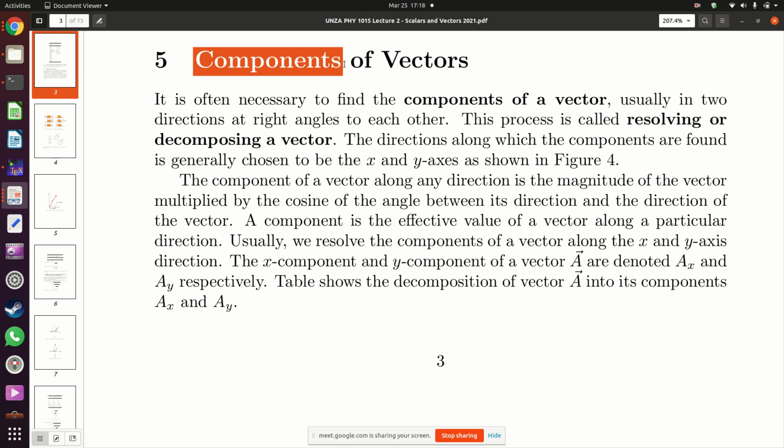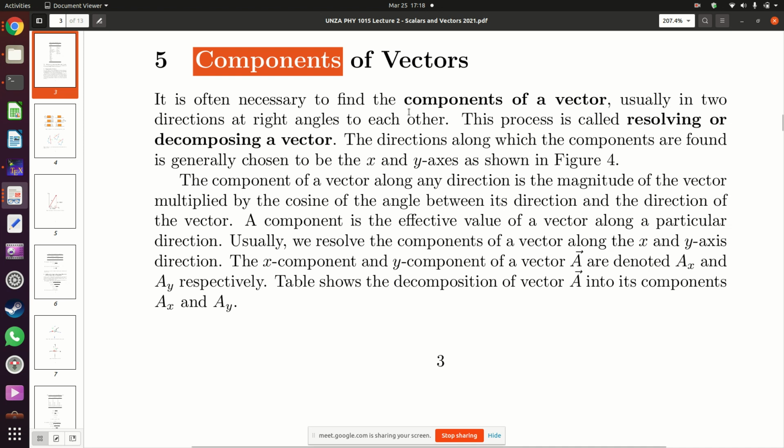So if you choose a particular direction, then you have a vector. Then you want to find out how much a vector is along that direction. What you're going to find is what is called a component of a vector. It's a special type of vector, except we know its direction. So that's what a component is. A component is how much a vector is along a specific direction.